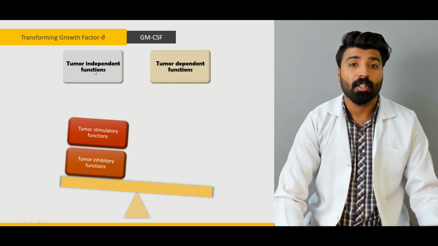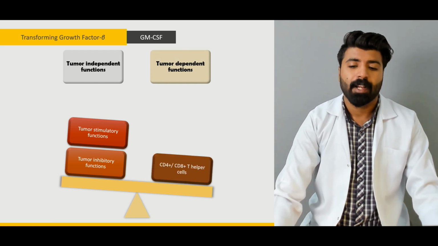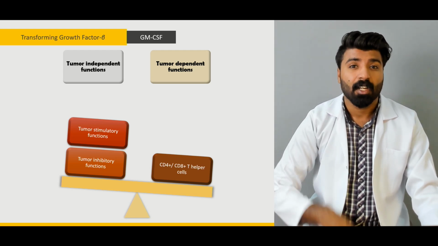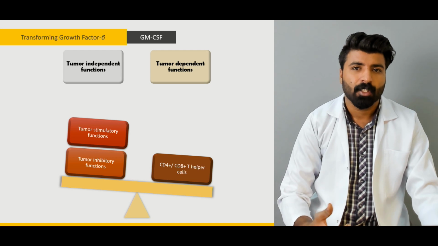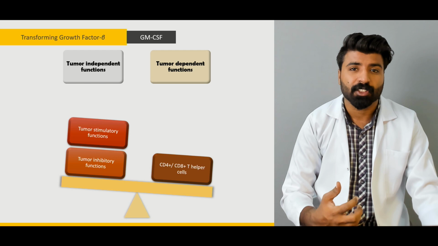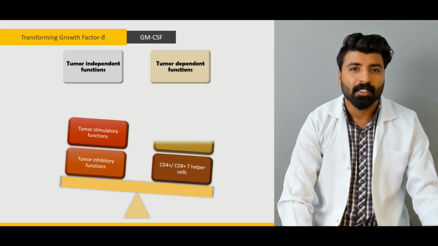Now let's talk about the dependent functions. Which of the functions depend on the tumor? And it contains CD4, CD8, T helper cells. Now all of these are reacting to the tumor. These are tumor dependent. That's why they're called tumor dependent structures. Now these include helper T cells, these include cytotoxic T cells. So all of that is happening at the same time.